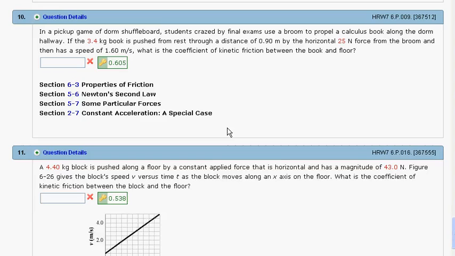Okay, problem 10. This is actually a very interesting one because this gets into work and energy, really. Or effectively, this problem asks you to do work and energy almost without realizing it. So, a 3.4 kilogram book is pushed from rest through a distance of 0.90 meters by a horizontal force of such and such newtons, and then has this final speed. What is the coefficient of kinetic friction between the book and the floor?